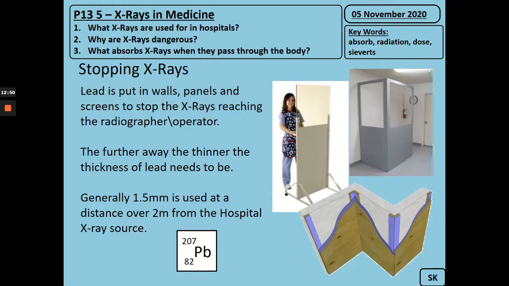So stopping X-rays. Lead is put into walls, panels and screens to stop the X-rays reaching the radiographer or operator. If you've ever been for an X-ray before, you've probably seen one of these areas within the room, and that is what the medical staff will go and stand behind. So the further away, the thinner the thickness of lead needs to be. Generally, 1.5 millimetres is used at a distance over 2 metres from the hospital X-ray source.